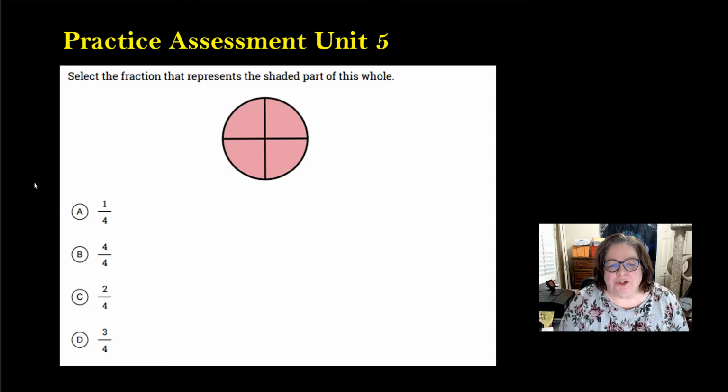Hi, this is part 2 of our review of our practice assessment for Unit 5, Grade 3, Fractions. All right, let's jump in.